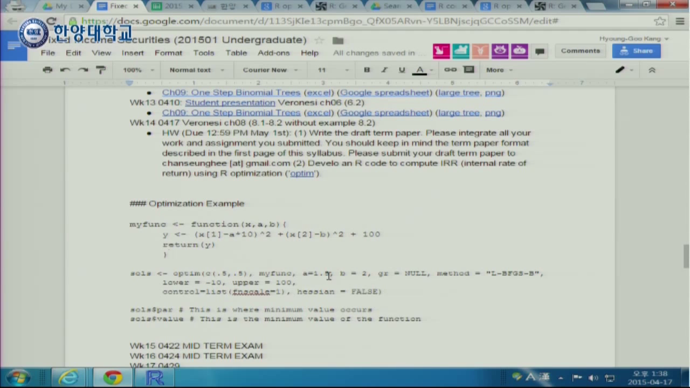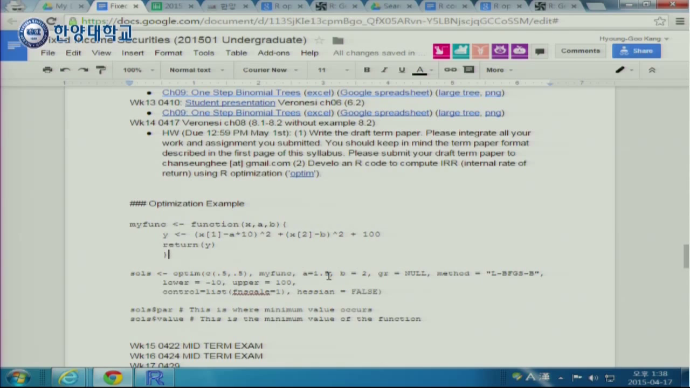So this lower bound and upper bound is important for your homework. So, now you have an idea, right? Any question? Do you think you can do the homework?